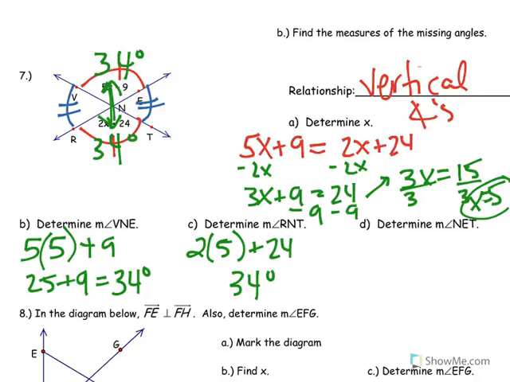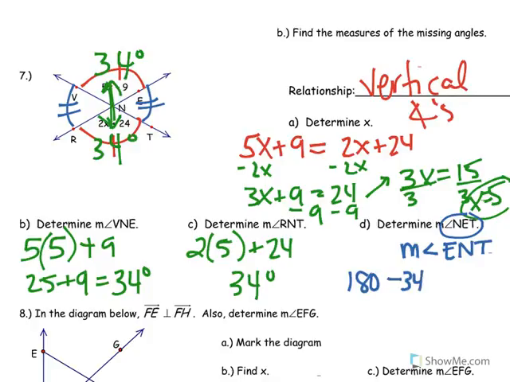Now, how do I find the blue angle, right? That's the other question. So, NET, oh, maybe that's what was confusing. I think that's a typo. This should say the measure of angle ENT, and so I apologize for that. ENT is this angle right here. And how do I find that angle measure? I take 180 and subtract 34.